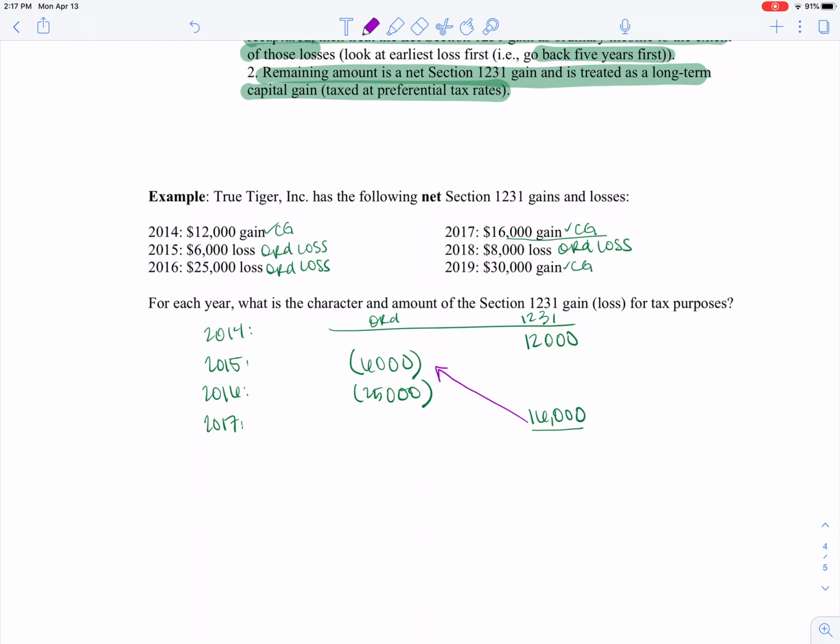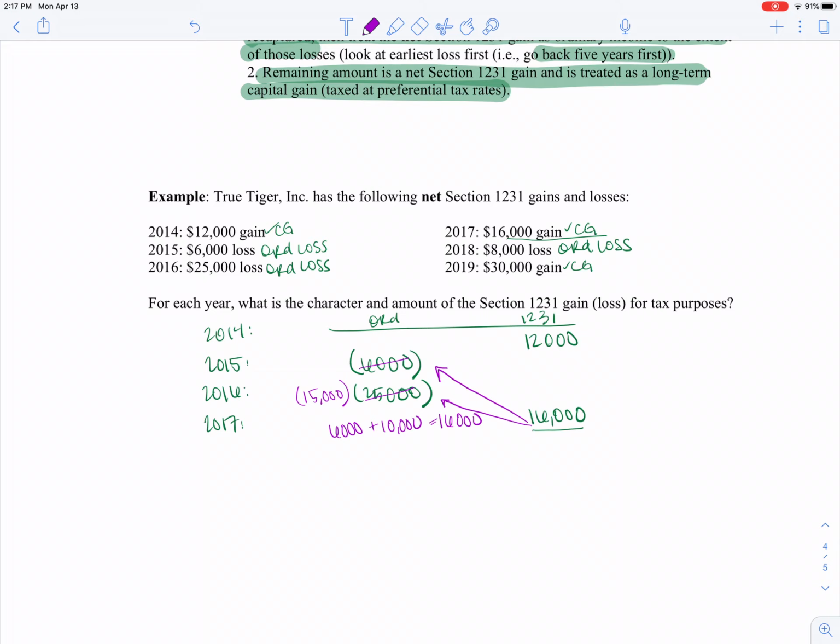Okay, so in 2017, I'm going to use a different color and say, yeah, because I had losses that I considered ordinary in 2015, $6,000 of my 16 has to be reclassified as ordinary. And then I also had losses of 25 in 2016 that I had ordinary treatment on. So the last 10 is also going to have to be considered ordinary. So that $6,000 has been recaptured. The $25,000, 10 of it has been recaptured. There's 15 still considered a net capital loss that has not been recaptured.